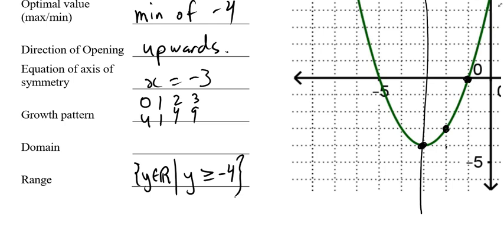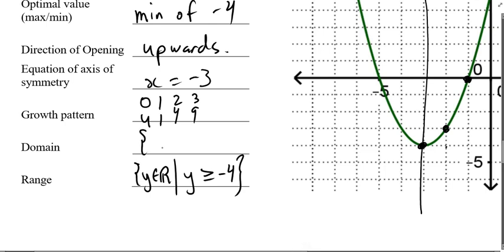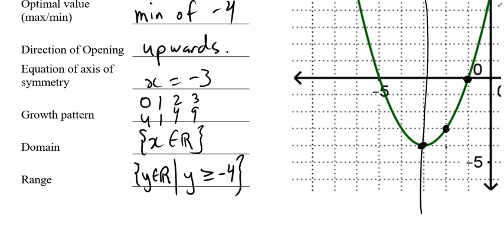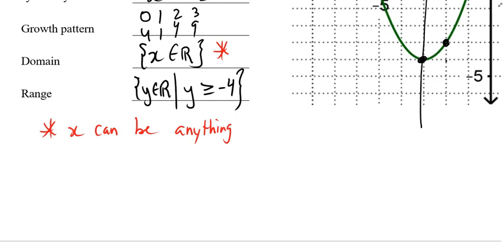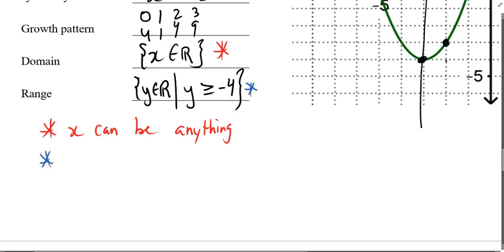Okay, so what are the possible x values? Yeah, x can be anything. That's what you mean, right? When you say x can be anything. So how do we write that? X is an element of the real numbers. That's it. That's the formal mathematical way of writing x can be anything. So I'm going to make a note of that. Here's my red note. X can be anything. And here's my blue note. Y is always -4 or higher or bigger, whatever you want to call it.